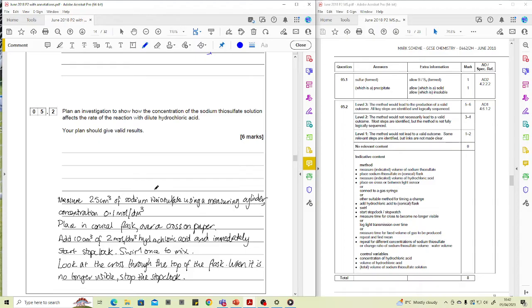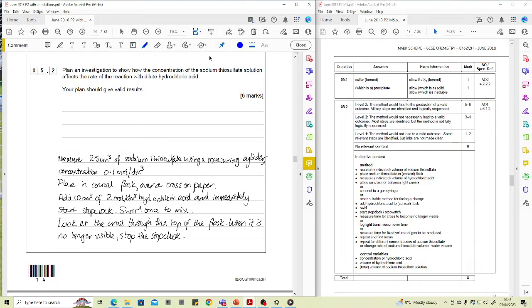Plan an investigation to show how the concentration of the sodium thiosulfate solution affects the rate of reaction with dilute hydrochloric acid. So our plan should give valid results, so that means controlled. Let's have a look at the examiner report for the question.